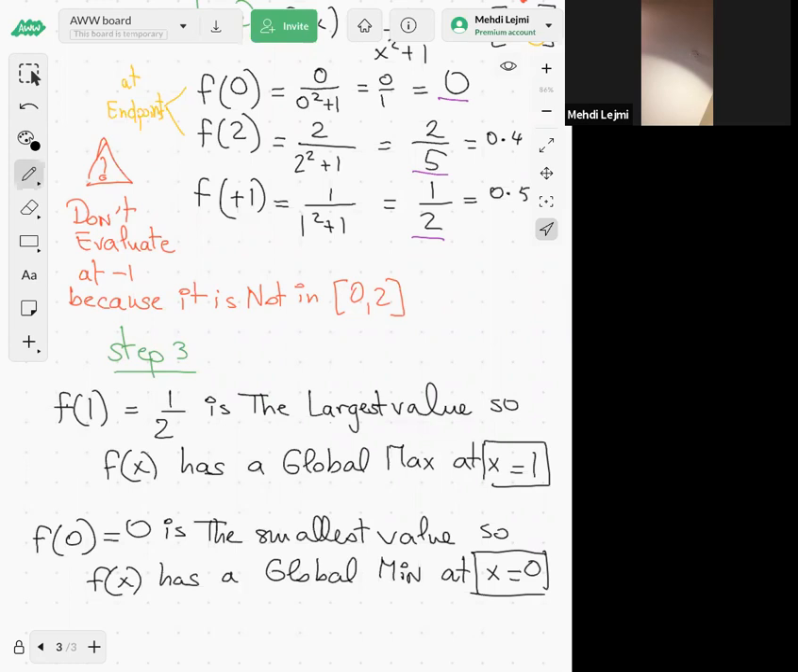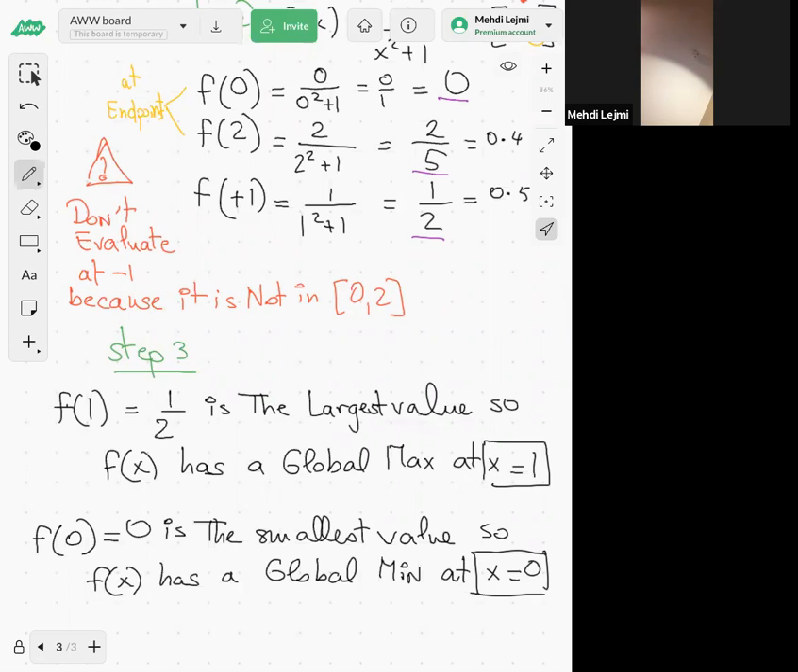Otherwise, if let's say -1 was in my interval, then you're gonna have negative half, and negative half would be the smallest. So then the negative one would be the global minimum, but it's not in my interval. So that's why you have to check that your critical point is in your interval. Yes, very good. Nice, that's a good point.